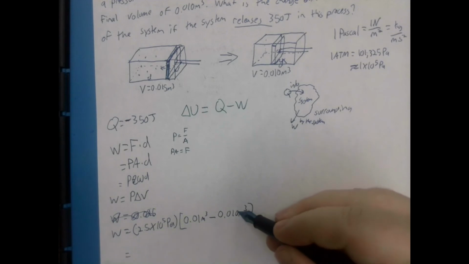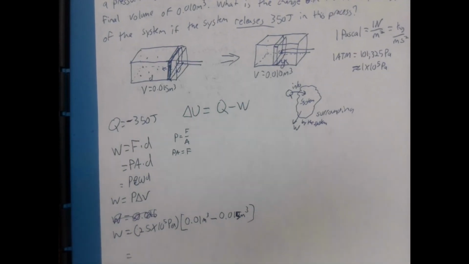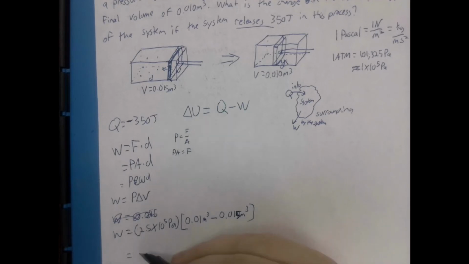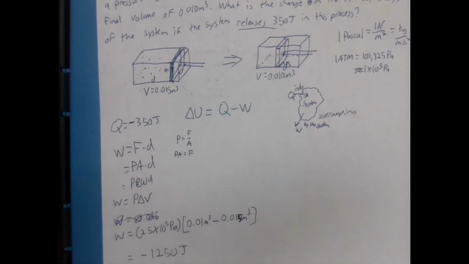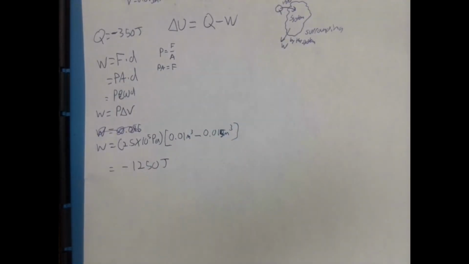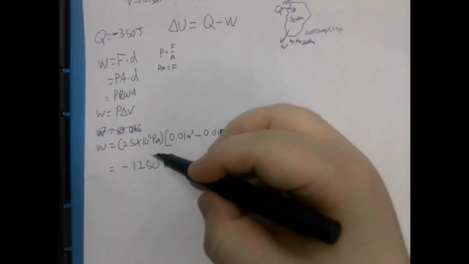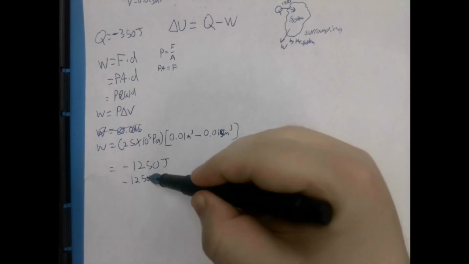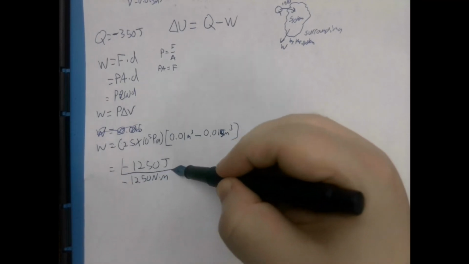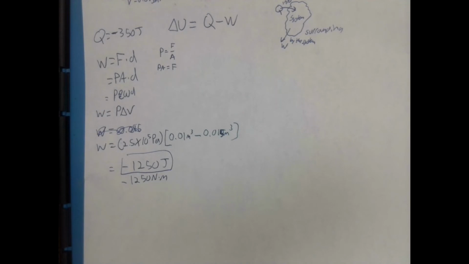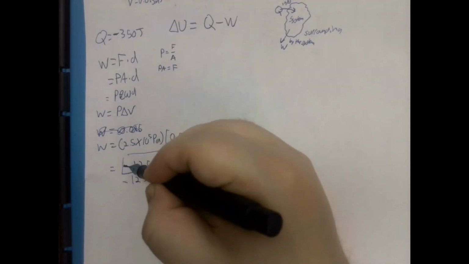is negative 1,250 joules. Or Newton times meters. Remember, work can also be Newton times meters. But we'll keep it joules just to make the numbers work out. We get a negative sign. Does this make sense?